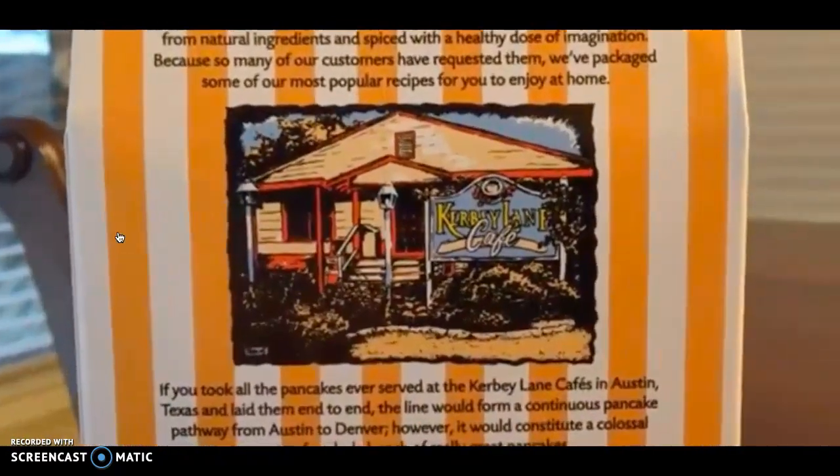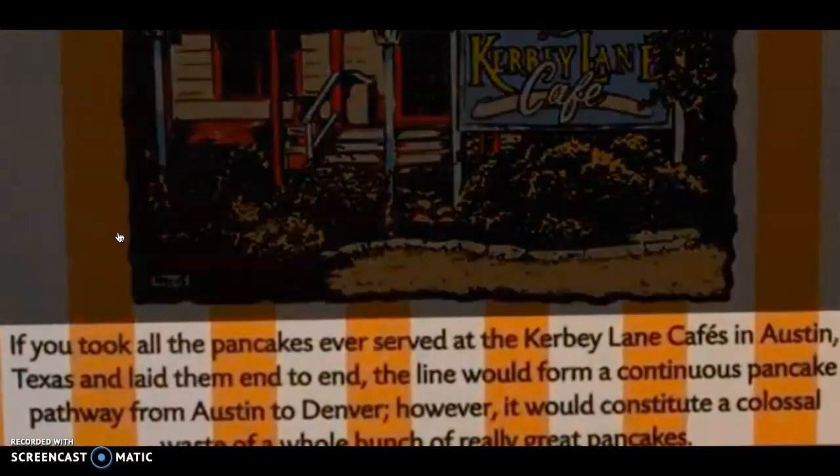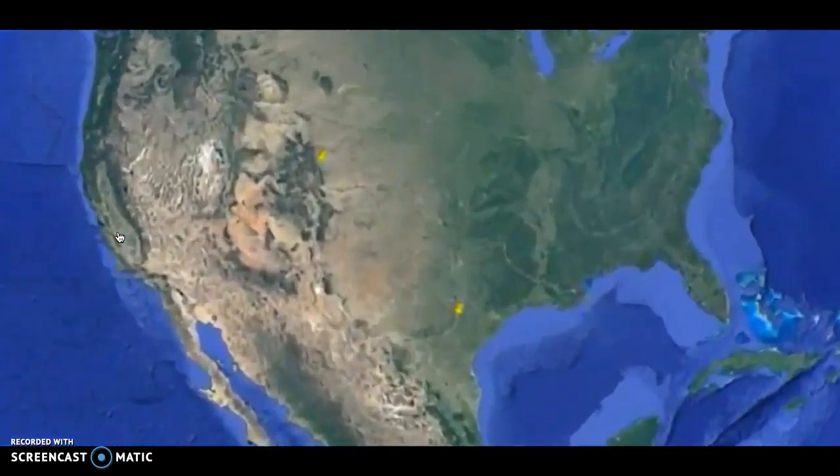If you took all the pancakes ever served at the Kirby Lanes cafes in Austin, Texas, and laid them end to end, the line would form a continuous pancake pathway from Austin to Denver. However, it would constitute a colossal waste of a whole bunch of really great pancakes.